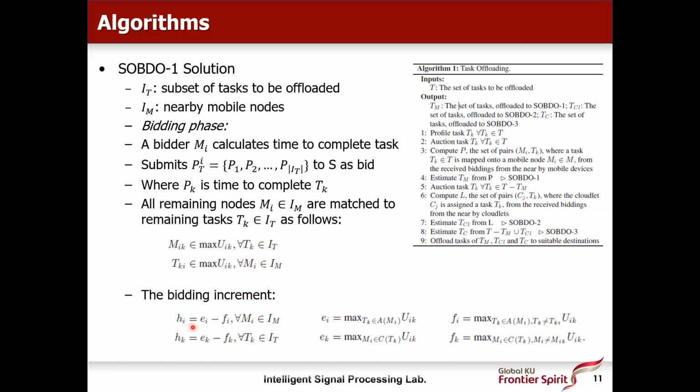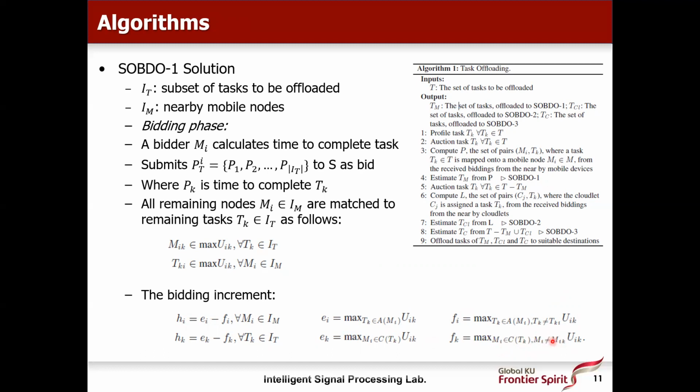And the bidding increment is calculated as follows. It's basically the largest utility minus the second utility. You can find that here, which is the largest utility of the mobile device with the largest utility. And this is where the task is not equal to the largest utility task, the largest utility among the remaining ones, which means the second largest utility. So it's the largest minus the second largest. And it's the same here.